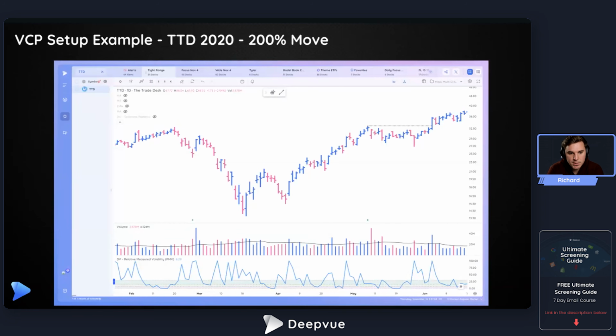So here's an example. This is TTD in 2020, and I've got examples from many different years here, so we're not looking just at a great market like 2020. TTD set up right before a 200% move from this buy point. We see the correction here. We get a few corrections in here. Then this last correction, you can see how much more shallow this is. And then it explodes from the buy point.